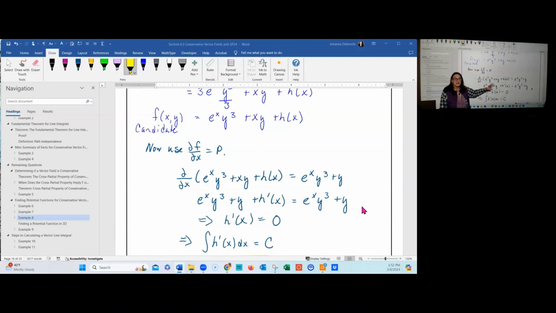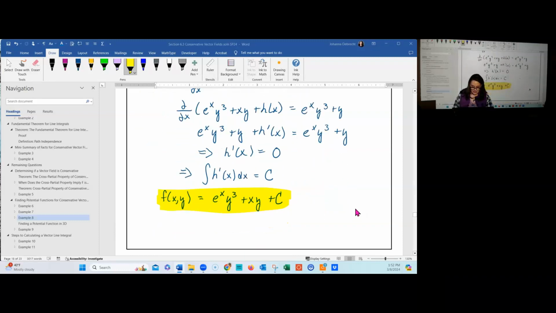Notice that I have the same terms on both sides again, so h prime of x equals 0. Then I integrate h prime with respect to x, since it's a function of only x, and this gives me that it could be a constant. Finally, I replace h of x in my candidate for the potential function to get the potential function e to the xy cubed plus xy plus the constant c. This gives me the same result as I got previously. It doesn't matter which you use, but it may be that in some cases one is easier than the other. My advice is to use the easiest one first.